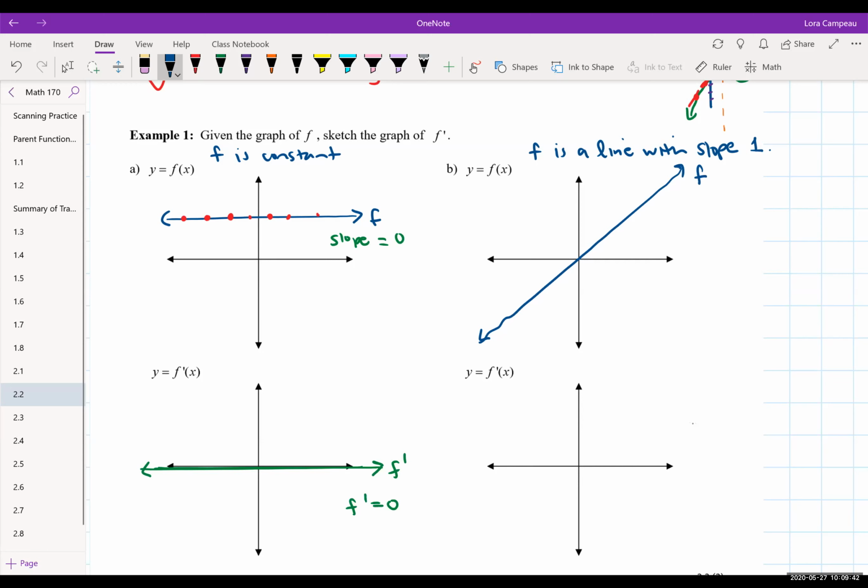Now, again, we're interpreting the derivative as the slope of the tangent line at any given point. So if the slope is 1, then our derivative itself, every time you calculate it, is always going to be 1. So that would be the case of a horizontal line. It's constant the entire time. I'll draw this horizontal line through y equals 1. So that would be the graph of our derivative.